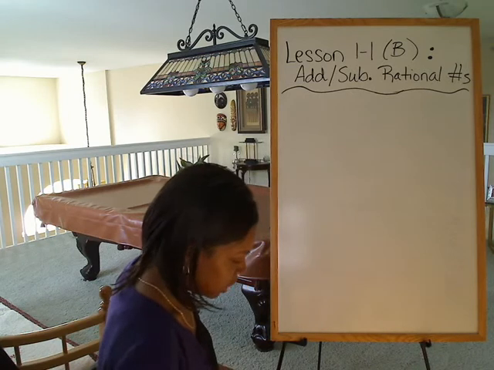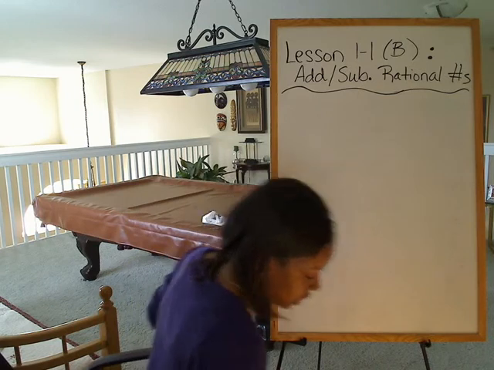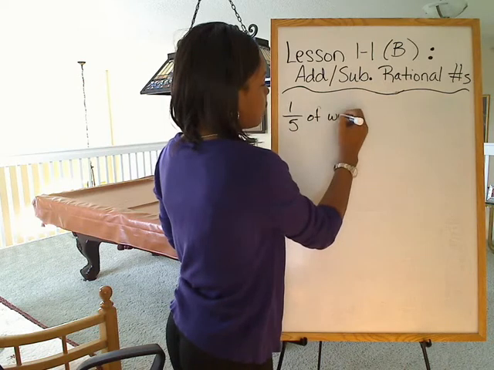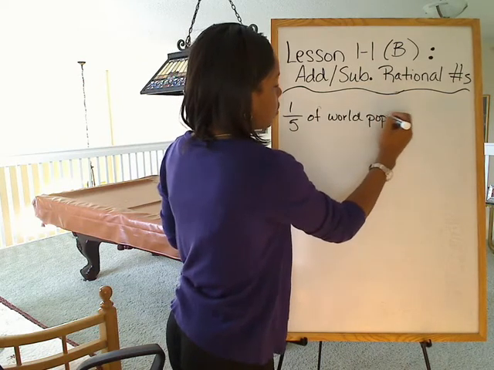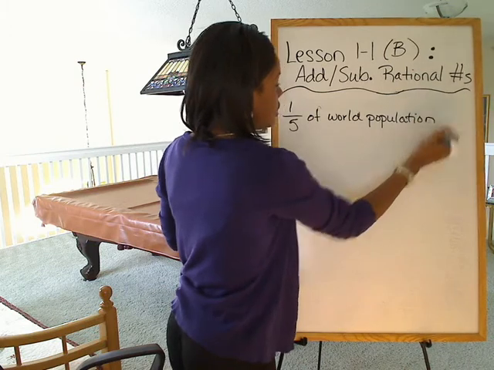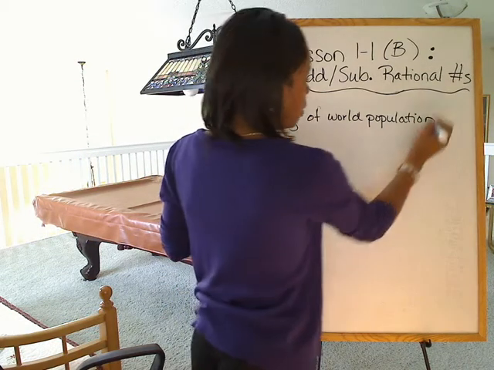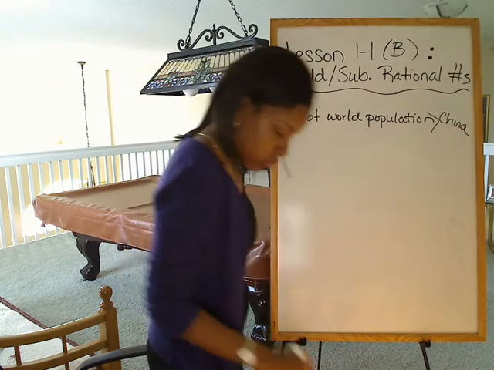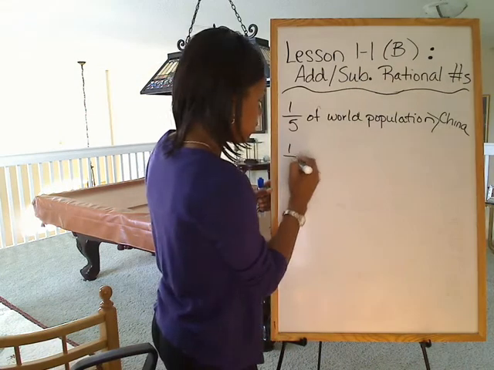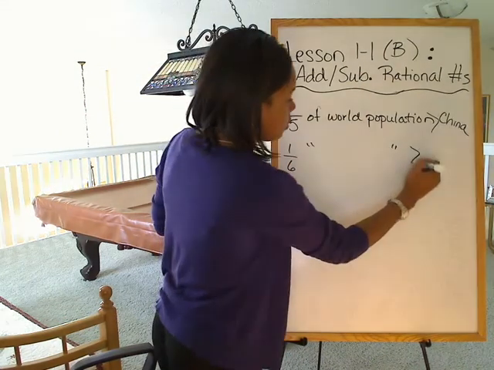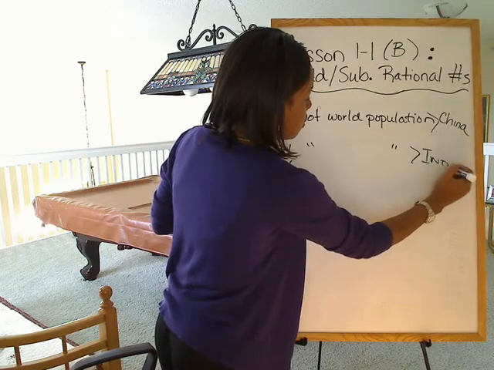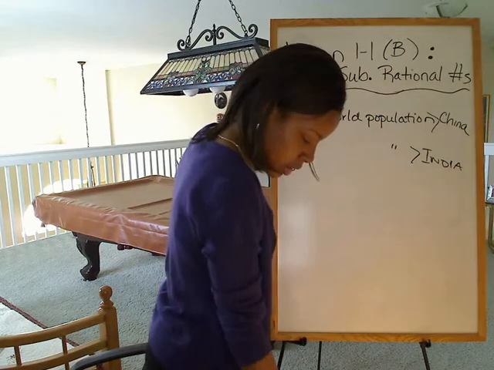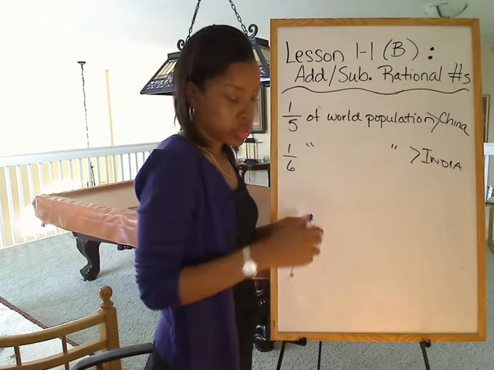So let's write down the information that we know. 1/5 of the world's population lives in China. So this is China. And 1/6 lives in India. And we want to know basically what fraction lives in all the other countries in the world.